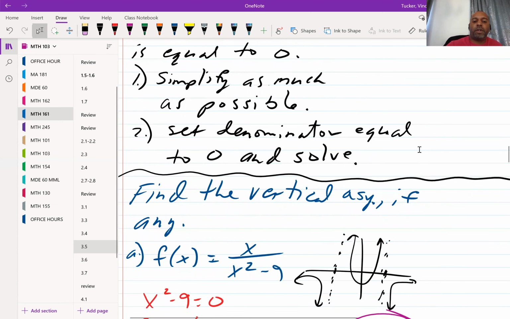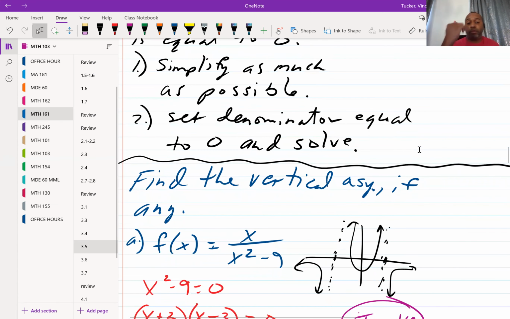Of course, if I scroll up too far, let me know. So remember what we're doing. Looking at this first, we'll find the vertical asymptotes, if any. We're going to simplify our expression as much as possible, and then we're going to set the denominator equal to 0 and solve.